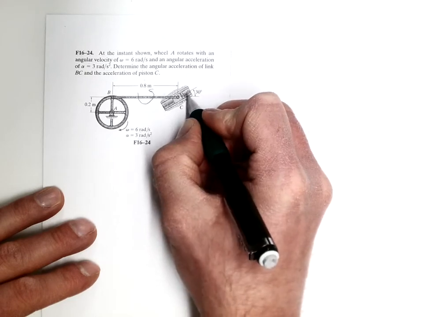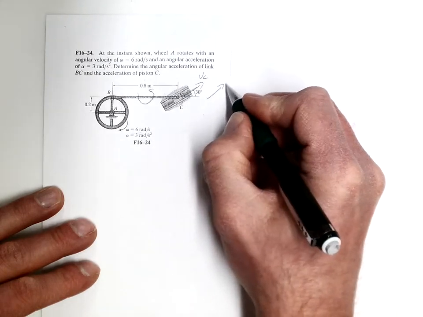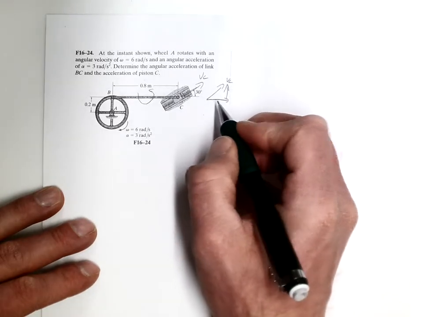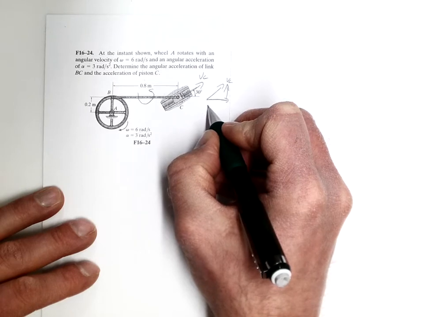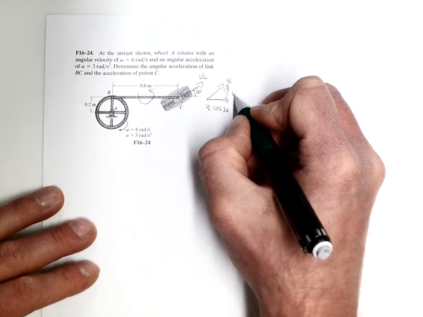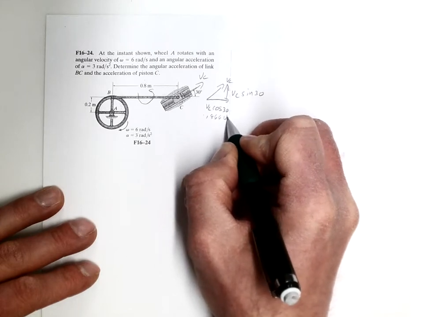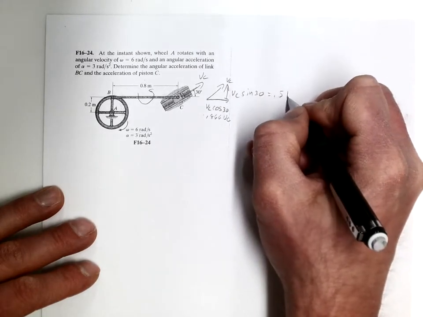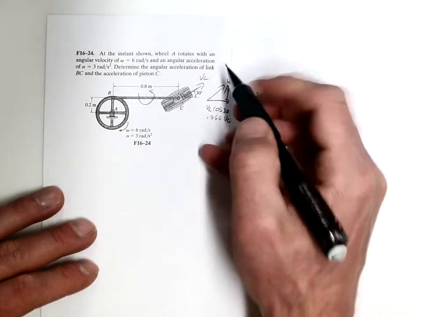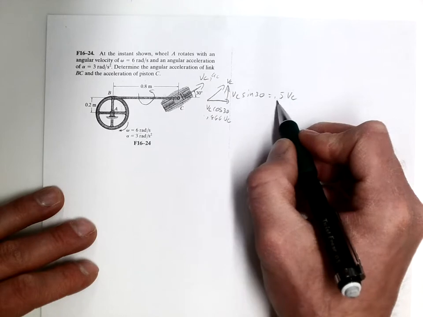And our VC is going to be, let's draw it over here, VC. So the X component is going to be VC cosine 30, and the Y component is going to be VC sine 30. So that's going to be 0.866 VC, and this is 0.5 VC. Okay, now the same is true for acceleration. I'm going to have an acceleration this way, and it's still going to be 0.866 AC and 0.5 AC.